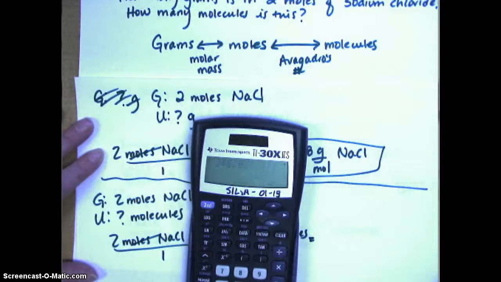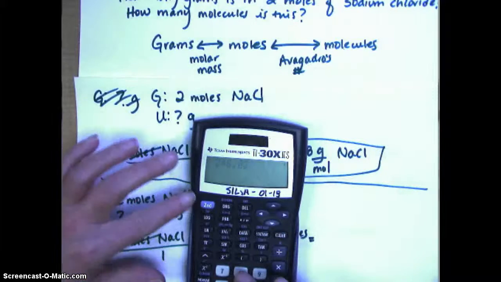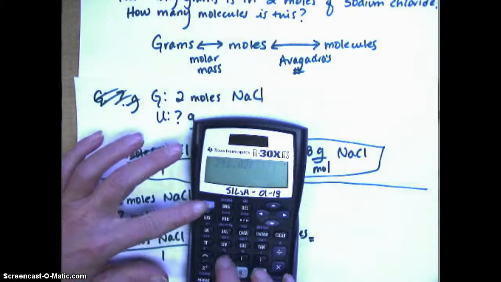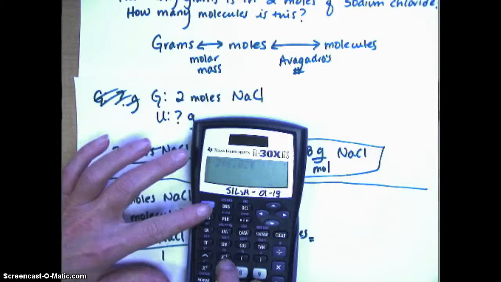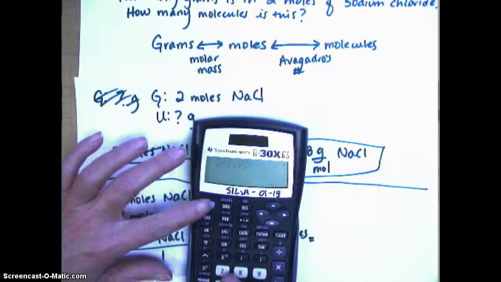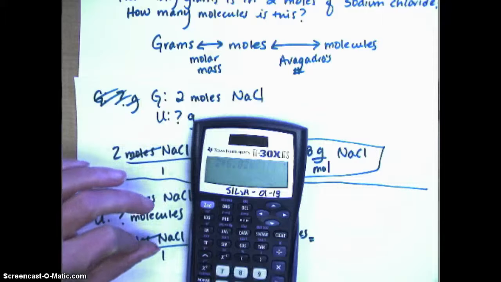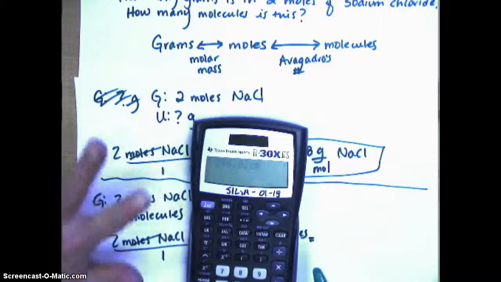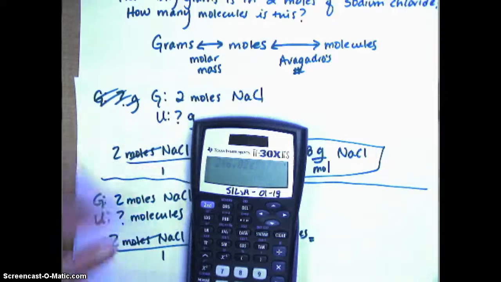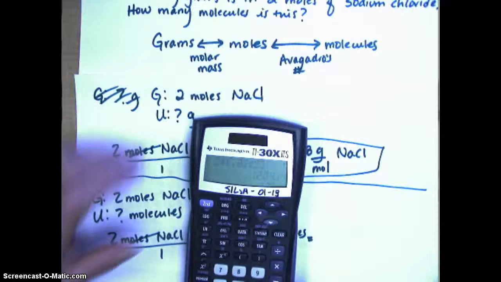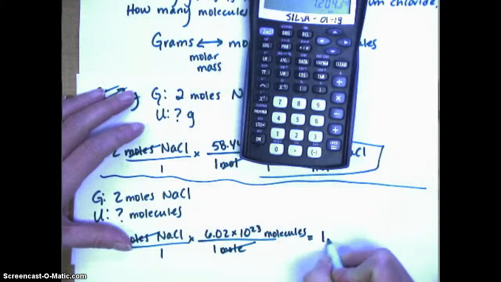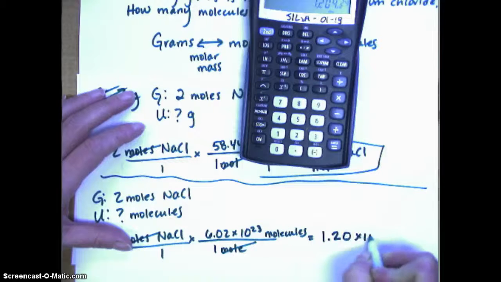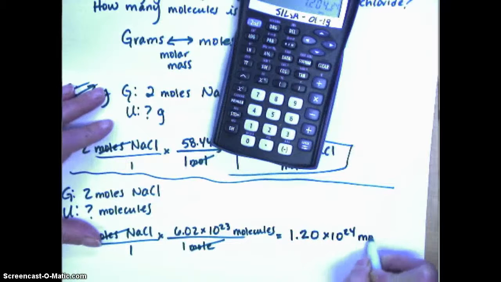So you're going to take your handy dandy calculator. 2 times 6.02. Remember that when you're dealing with exponents, you find the EE. In this case, it's behind the inverse x function. So second EE, so that means times 10 to, so you don't need to punch in times 10 to. 23 equals, and of course you are going to keep this in scientific notation. That is 1.20 times 10 to the 24th molecules.